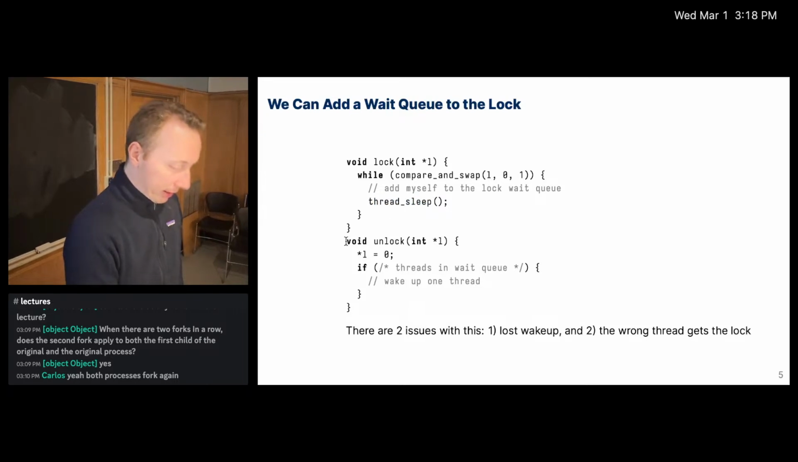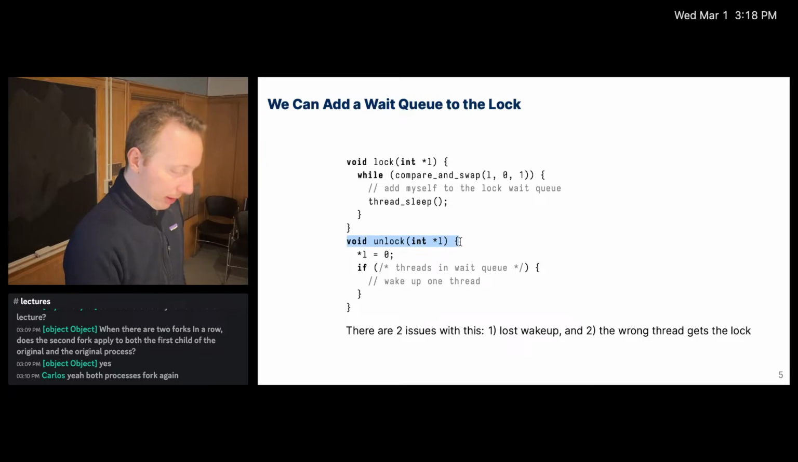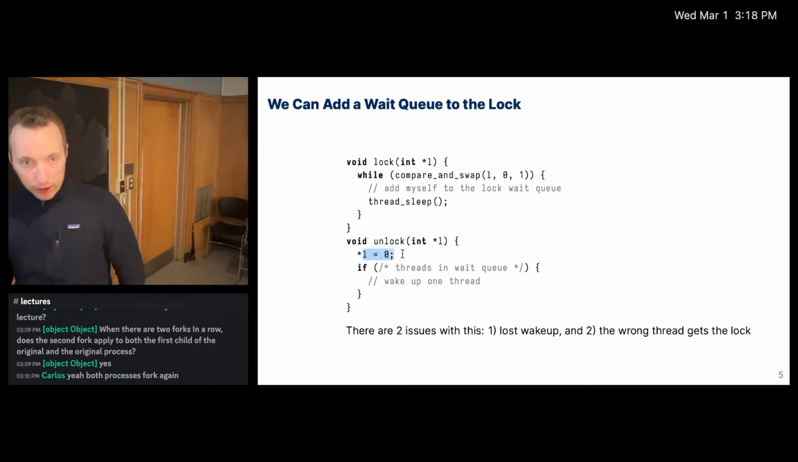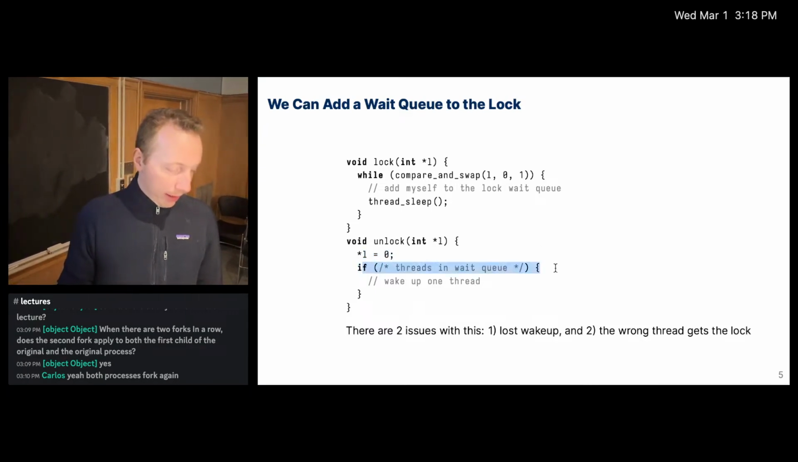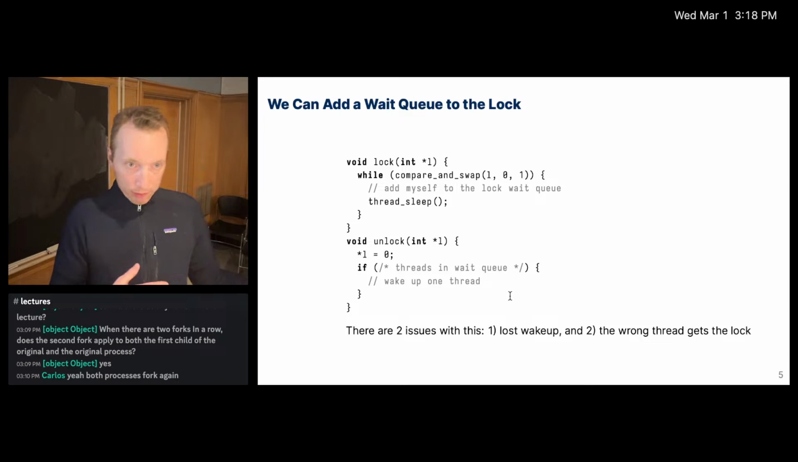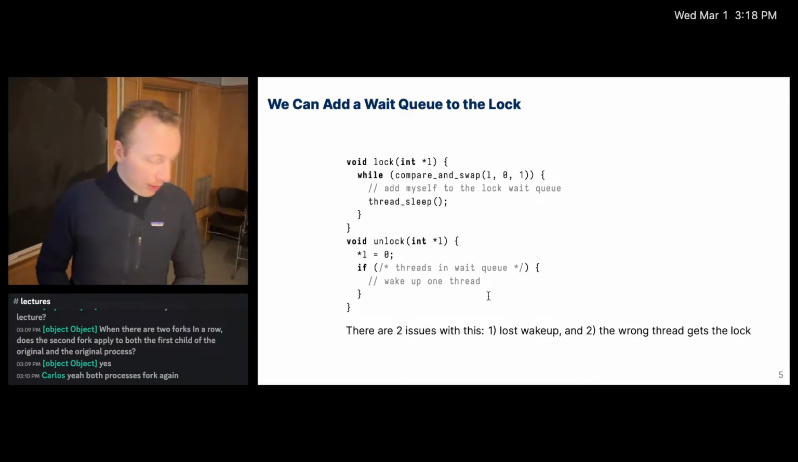And the idea here is that whatever thread has the lock eventually will call unlock. It would set it to 0 to indicate that that lock is available again. And then it would check that, hey, if there's any threads in the wait queue, I'll just wake up one thread, whatever's at the head of the list, so you can reason about it, so it's first in, first out order. So there's 2 issues with this.